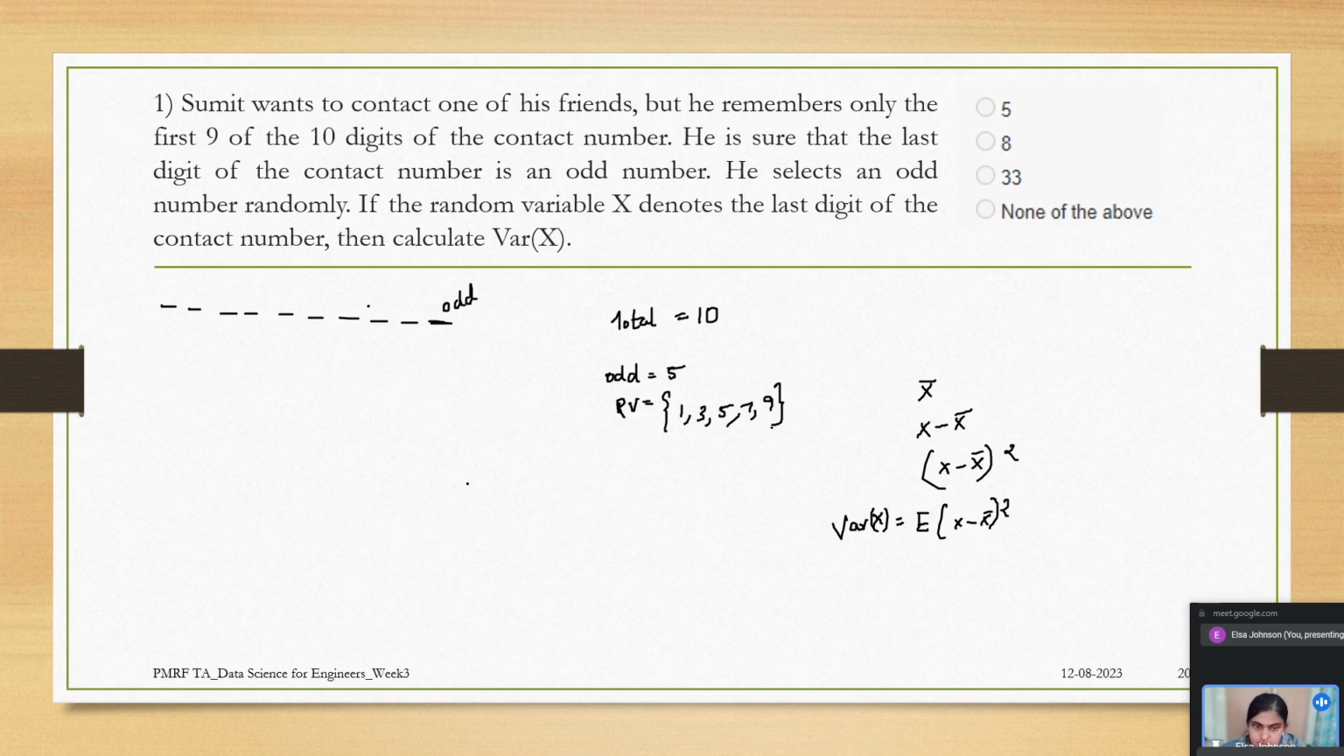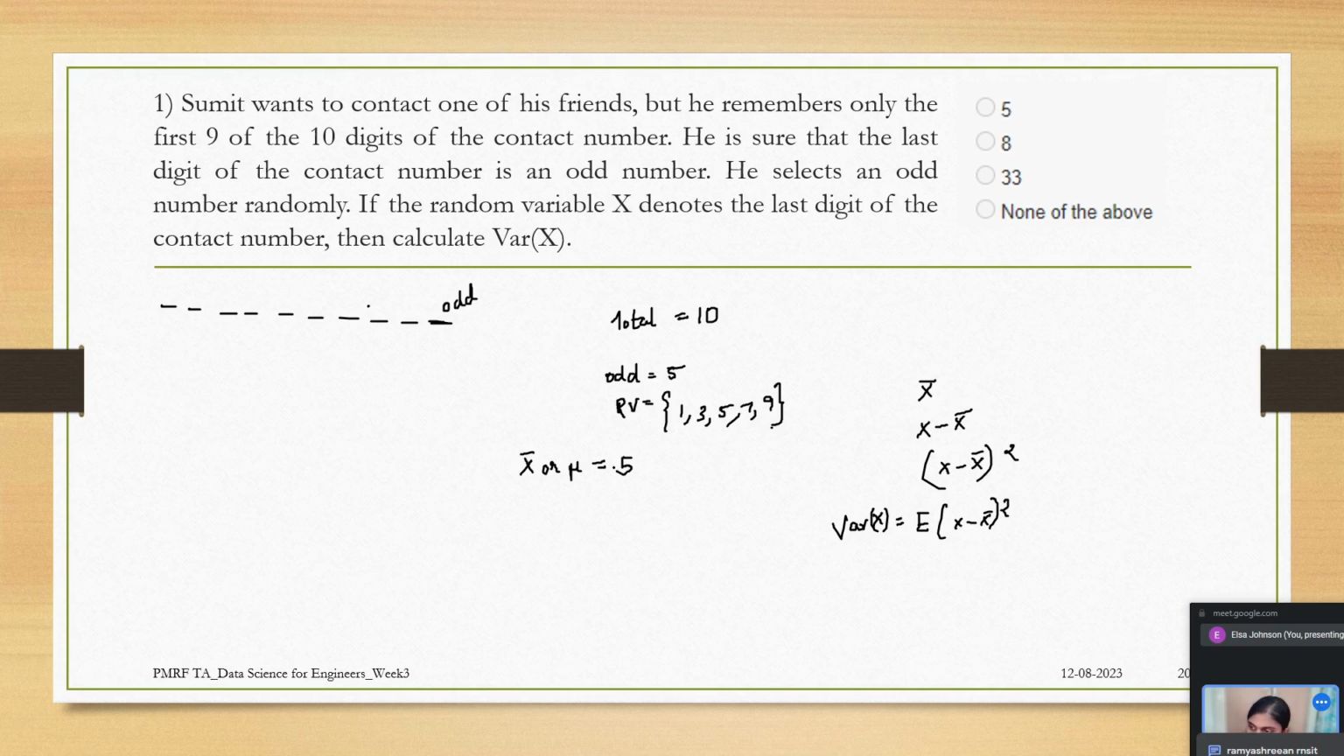Let's start this one. What is the mean coming to? X bar or mu will be how much? It will be 5: 7 plus 9 plus 7 plus 5 plus 3 plus 1 divided by 5. It will be coming to 5 itself.